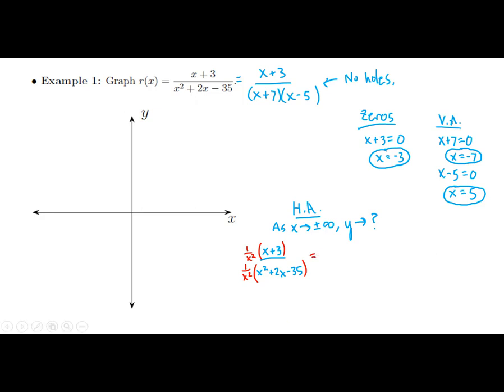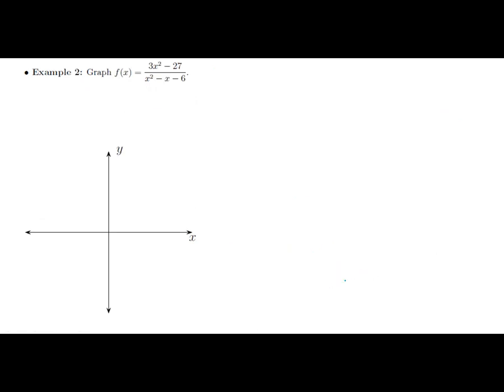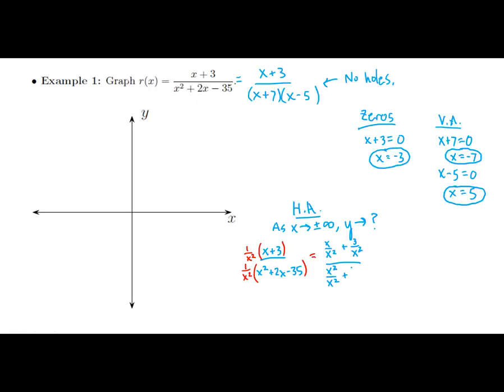So as I distribute through on the top, I get x over x squared plus 3 over x squared, divided by x squared over x squared, plus 2x over x squared, minus 35 over x squared. And then I simplify whatever I can. So up here, this is 1 over x.